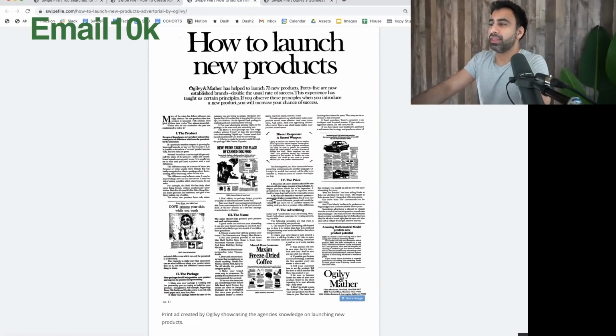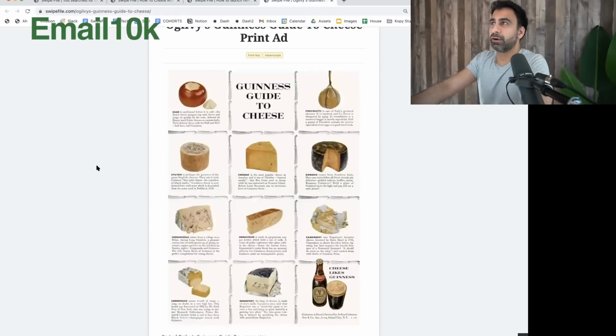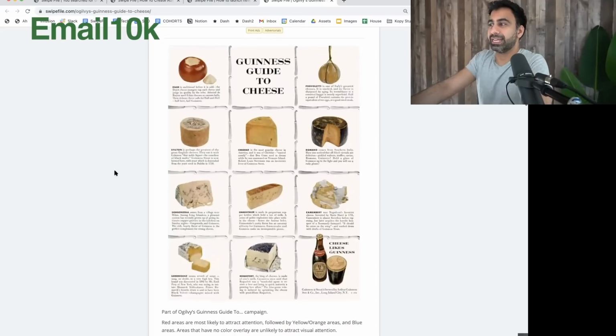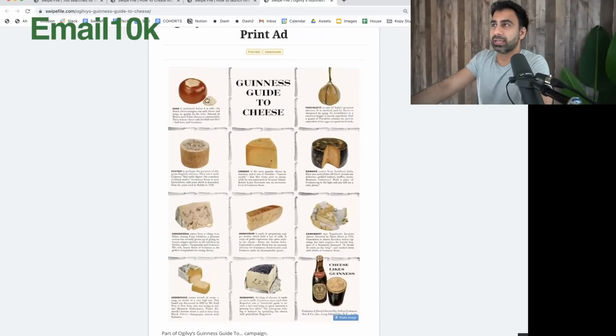And then this is David Ogilvy's very first ad that he wrote as the head of his own agency. It was a Guinness Guide to Cheese. And as you can see, it's more about cheese than Guinness. So he has a guide to Guinness, all the different types of cheeses. And restaurants would cut this out and frame this, or they would give it in their menu, or people would cut it out and put it in their bar area.